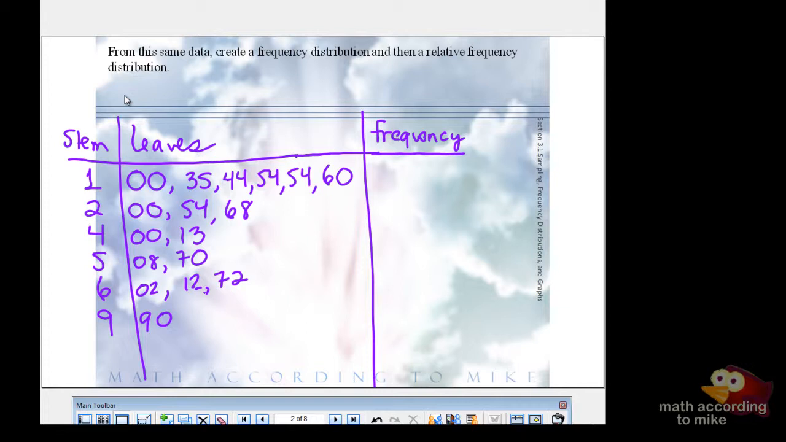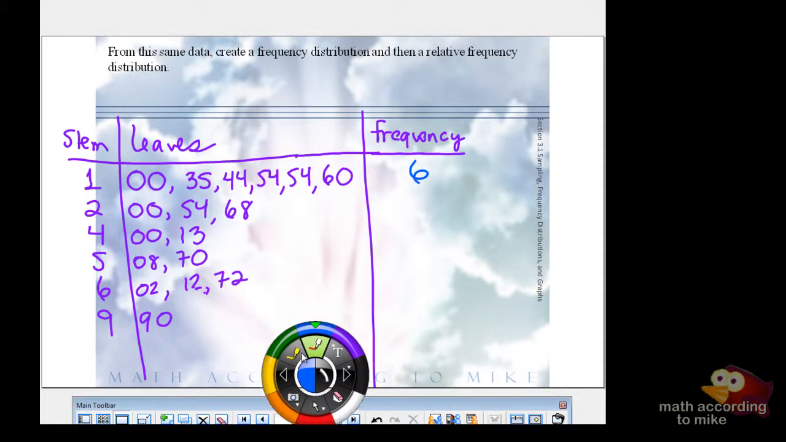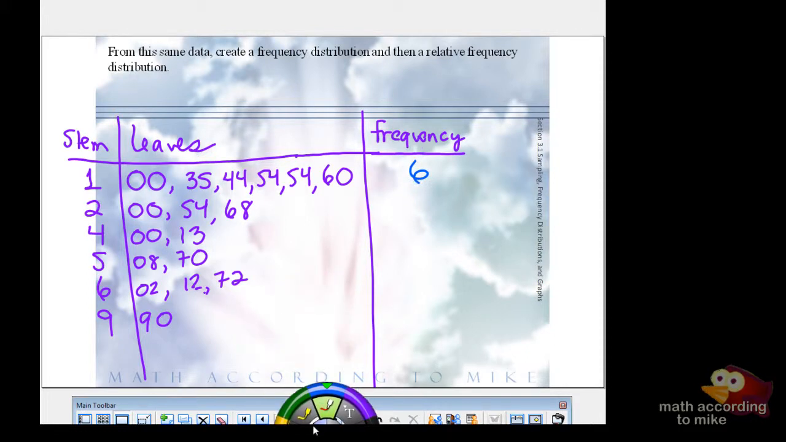Within each class, if you count the number of data elements, that's called the frequency. So how many data elements start with a 1? 6. So the frequency for the first class is 6. How about the second class? 3. Next class? And same with the fourth class. Next. And then, good.